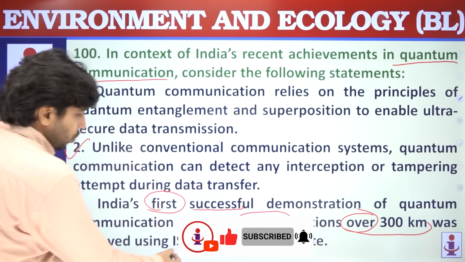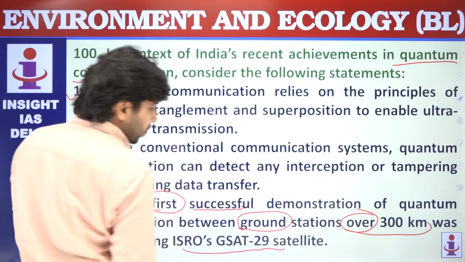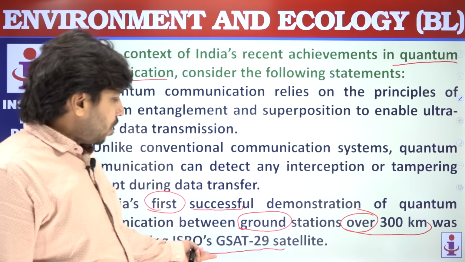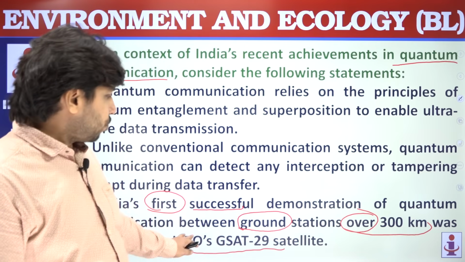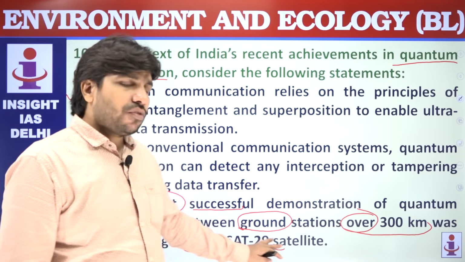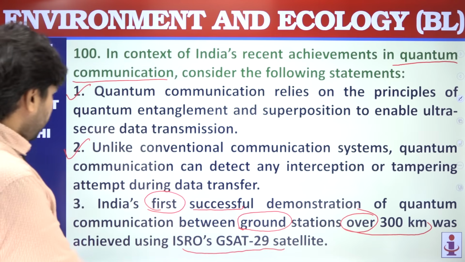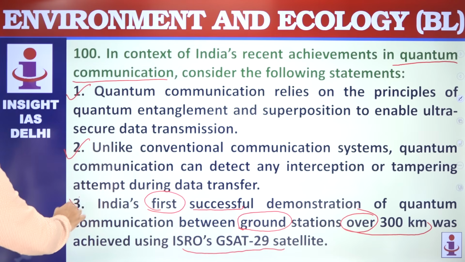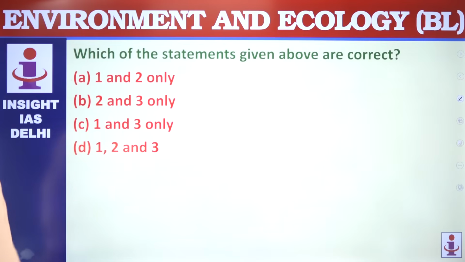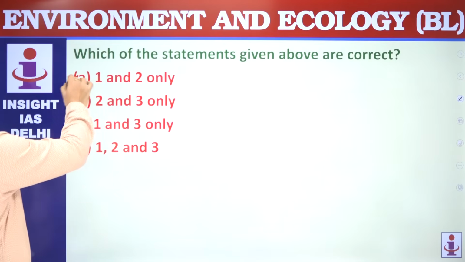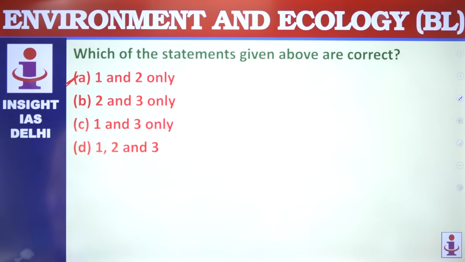And this is also saying using ISRO's GSAT-28 satellites. So there are inherent contradictions. First one is ground stations and second one is the name of the satellite. So very easily statement 3 can be eliminated. So 1 and 2 are correct. So only 1 and 2 are correct.